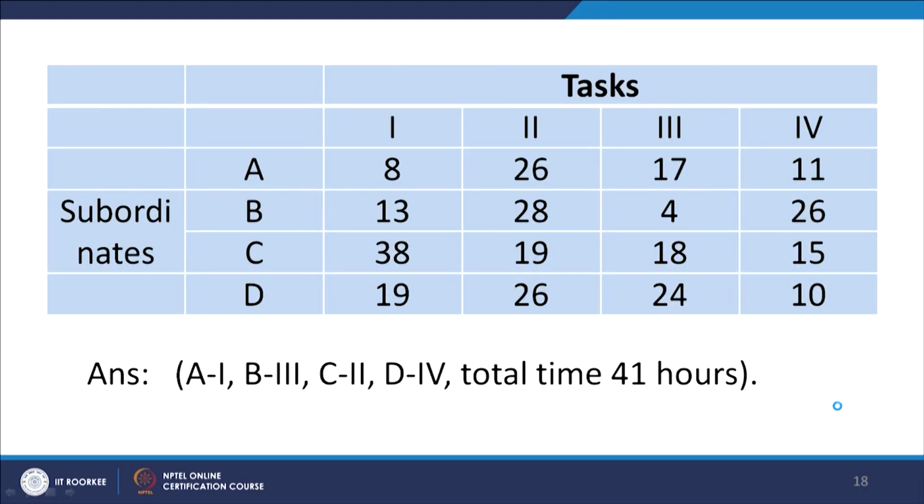Now, the data in this problem is given as follows: there are 4 subordinates A, B, C, D, and there are 4 tasks 1, 2, 3, 4, and we have to assign the subordinates the various tasks, and the data is given in this table. I would want you to please solve this exercise. I have given the answer. A should be assigned to 1, B should be assigned to 3, C should be assigned to 2 and D should be assigned to 4, and the total time is 41 hours.